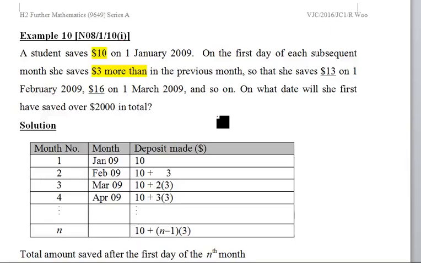The idea is to list out the terms, right? To list out the terms and say 10 plus 3, 10 plus 2 times 3, etc., to observe that first it is an AP. Alright? Yes.